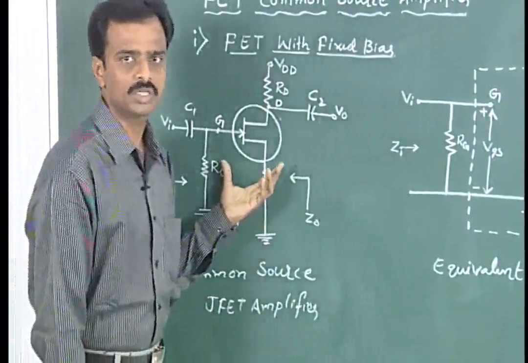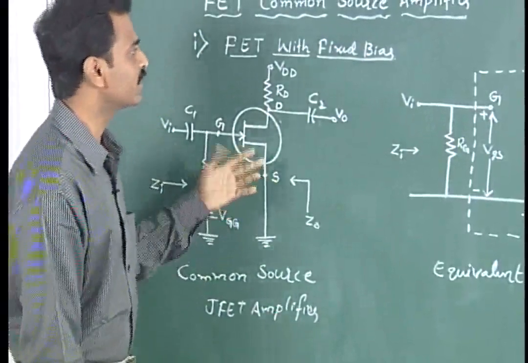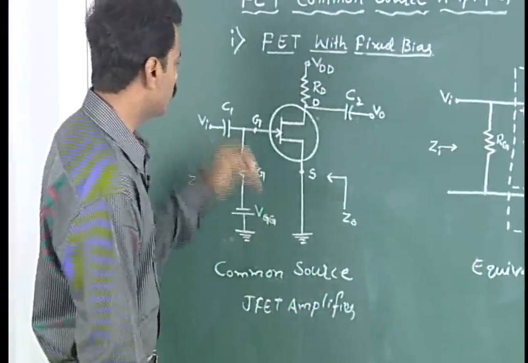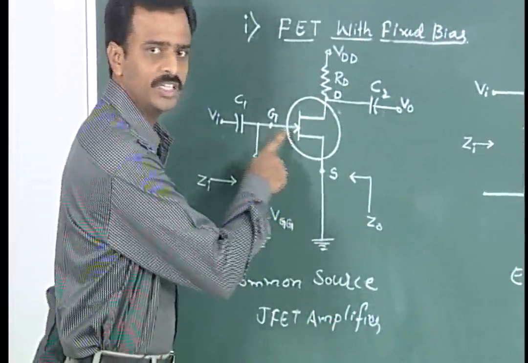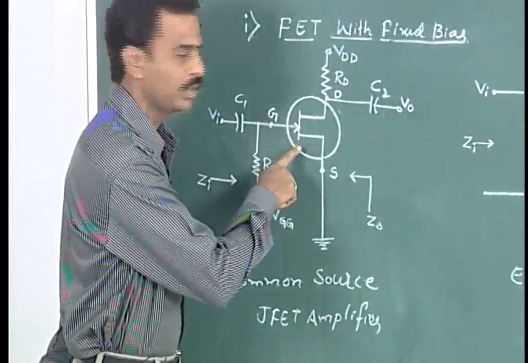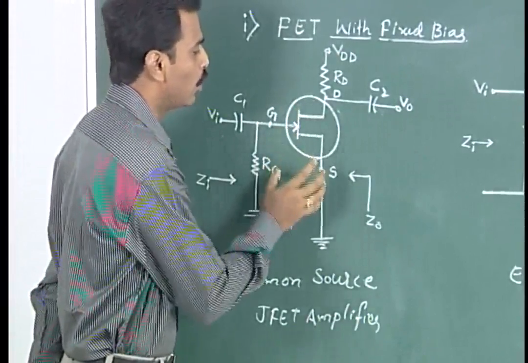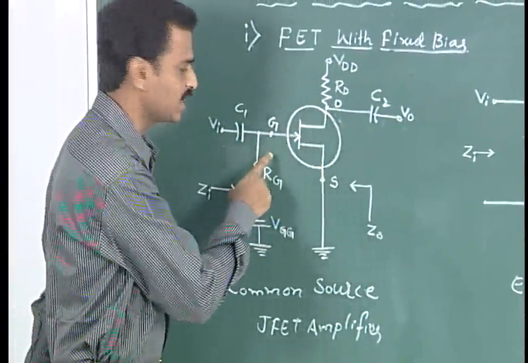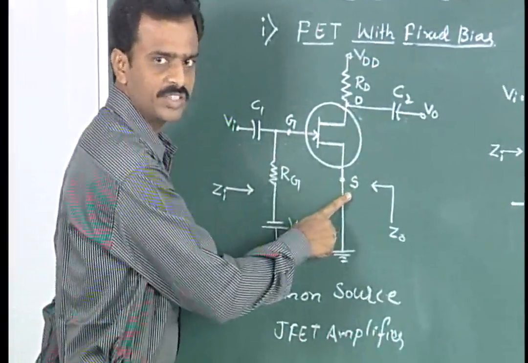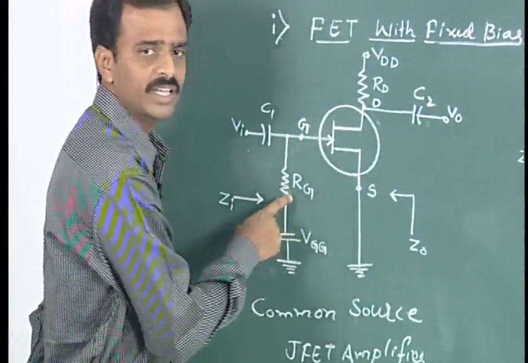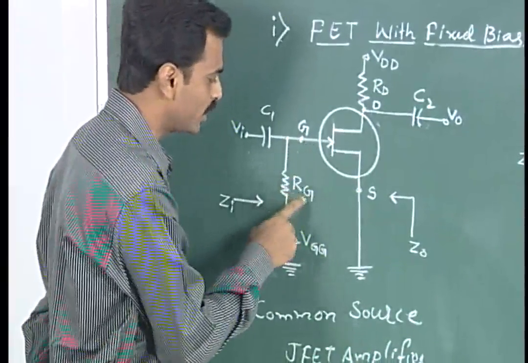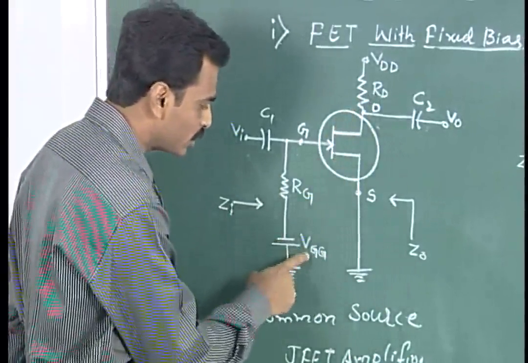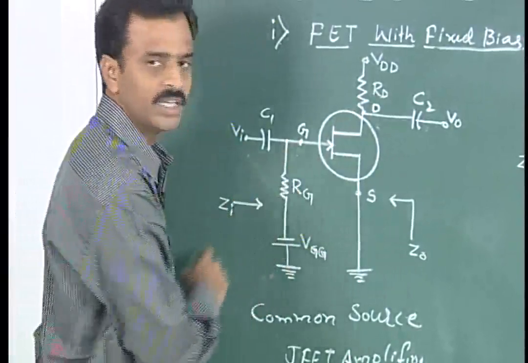The circuit shown here represents the fixed bias technique for the common source amplifier. The arrow mark represents an N-channel JFET, so this is the N-channel model of the field effect transistor, where it has 3 terminals, as I just said: gate, drain and source. A very high input resistance is connected here, which is the gate resistance, and similarly the drain resistance, and further a voltage supply of VGG towards the gate.